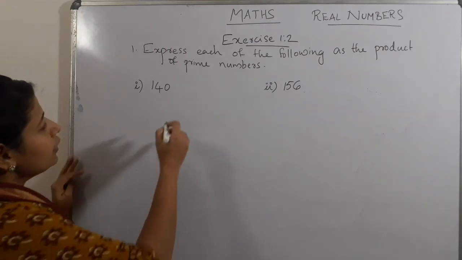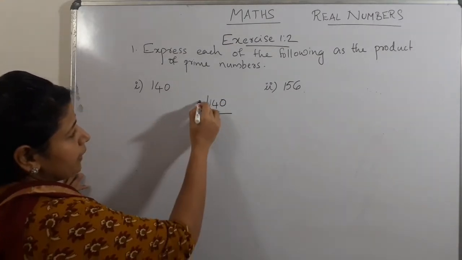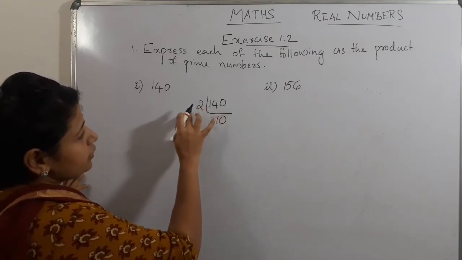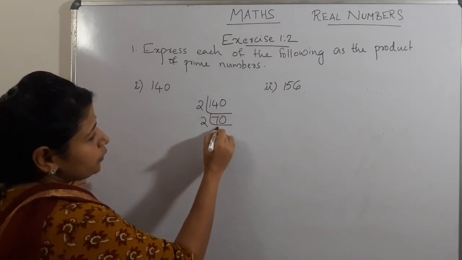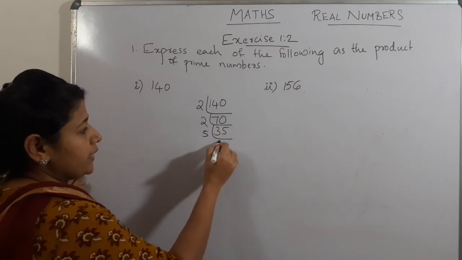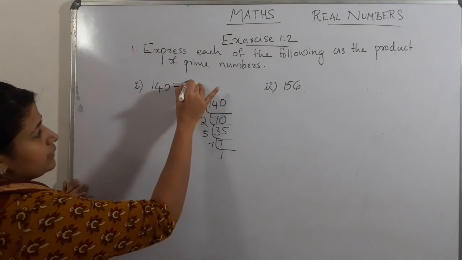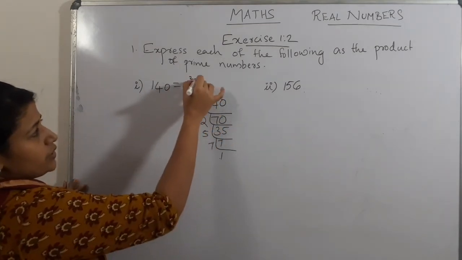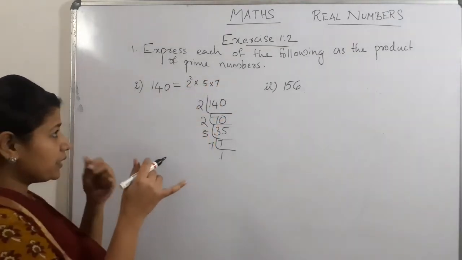So we will do 140. 140 will be divided by 2, then you will get 70. Isn't it? 14 into 2, for 7 times it will go, 70. Again with 2 you will get 35. Then with 5 you will find 7. Then again 7, 1. So 140 can be written like this: 2 times 2 is there, so you can write 2 raised to 2, then into 5 into 7. It's a very simple question.